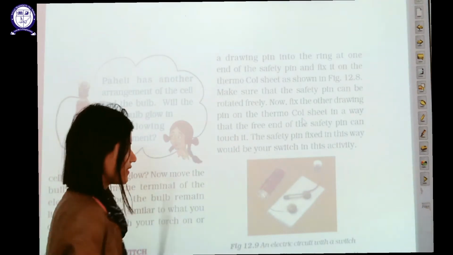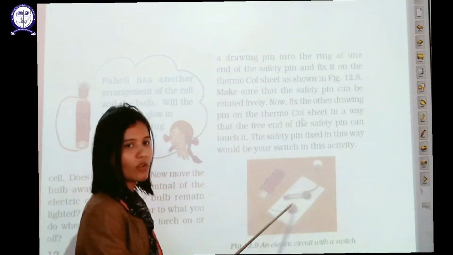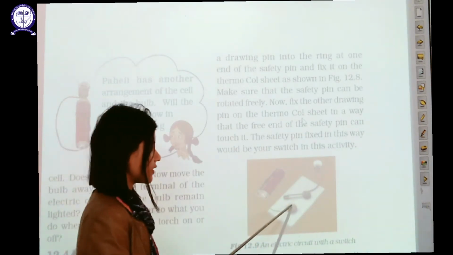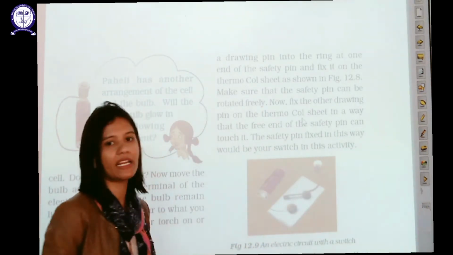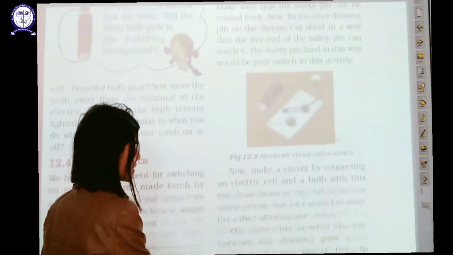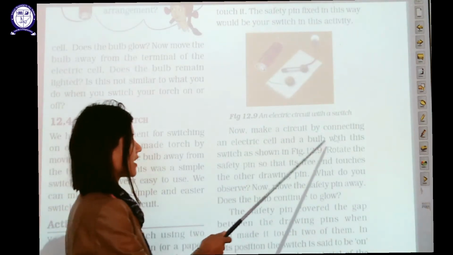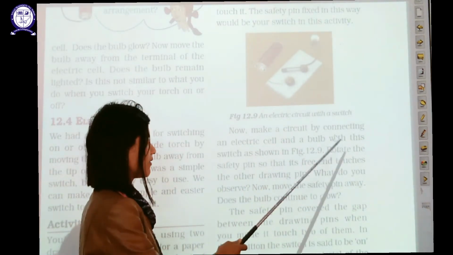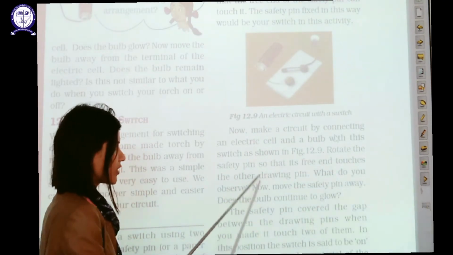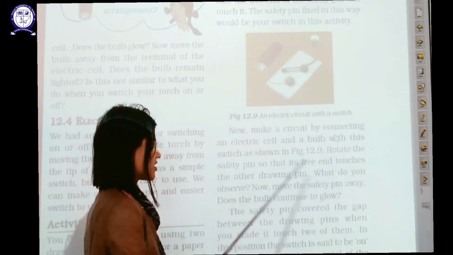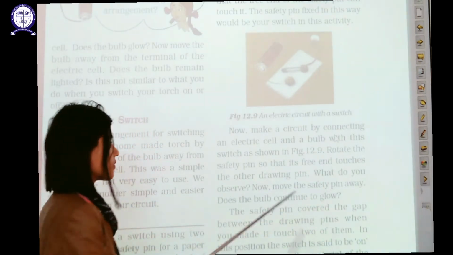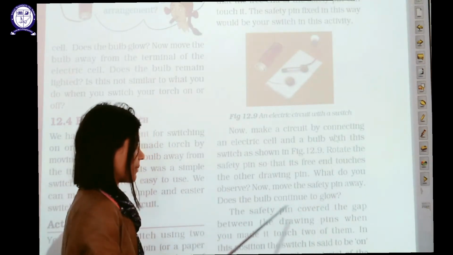Whenever this safety pin touches the other end of the pin, your circuit will be closed and current will flow, and when you detach it from this pin, then it will be an open circuit and current will not flow. Now make a circuit by connecting the electric cell and bulb with this switch as shown in figure 12.9. Rotate the safety pin so that it is free and touches the other drawing pin. What do you observe? This time the bulb will glow. Now move the safety pin away. Does the bulb continue to glow?